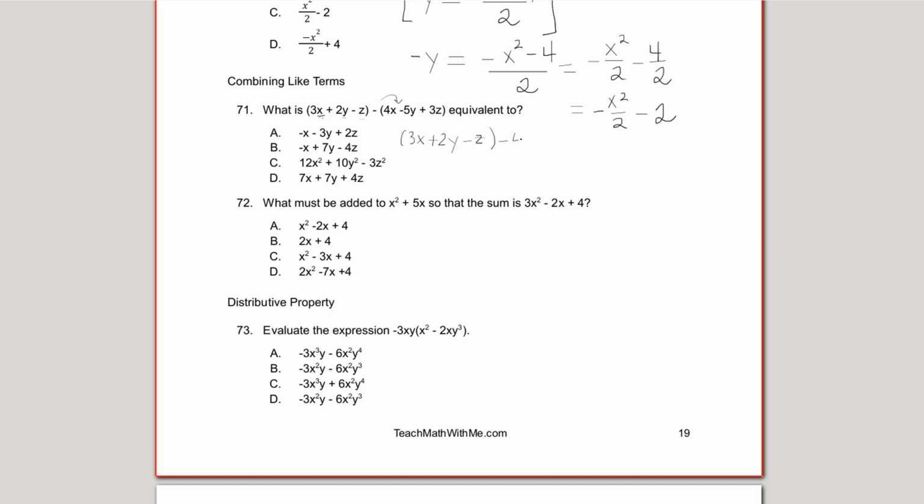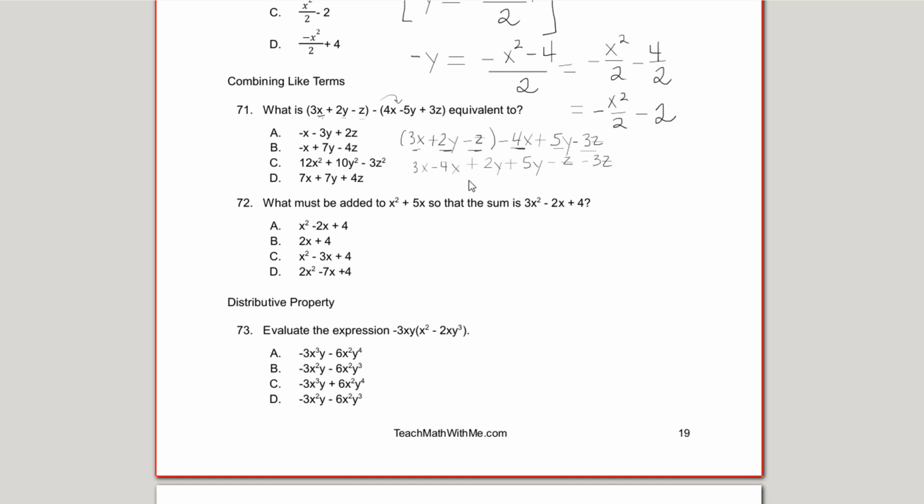So I'm going to make that a negative 4x or minus 4x. A minus times a minus makes that a plus 5y. And a minus in front of the plus is going to make that a negative 3z. Now let's look at combining like terms. So I've got a 3x here and a negative 4x there. So we can write that 3x minus 4x. Now let's do the 2y plus 5y. So plus 2y plus 5y. And then we've got negative z, or minus z, I should say, minus z minus 3z.